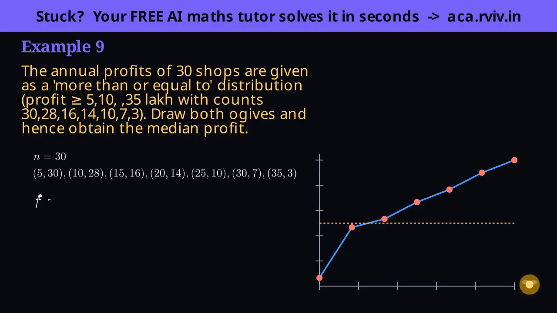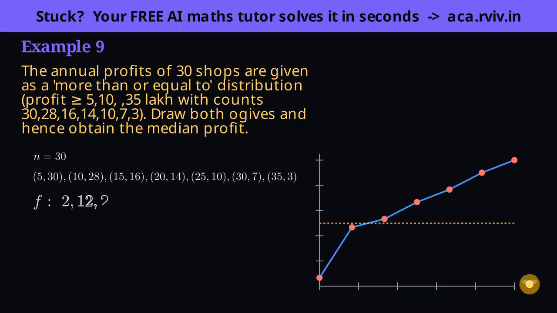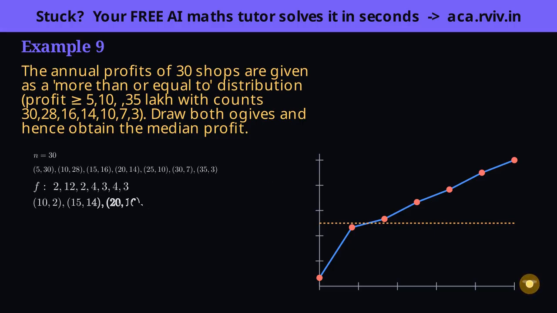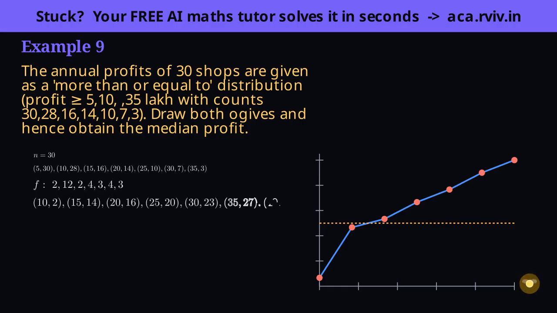For the less than ogive, we need the ordinary frequencies first. Difference the given counts to see how many shops sit in each band, 2, 12, 2, and so on. Now build the running total the other way, counting up, and plot against the upper limits: 2 shops earn under 10, 14 under 15, and so on. This curve rises as you move right.